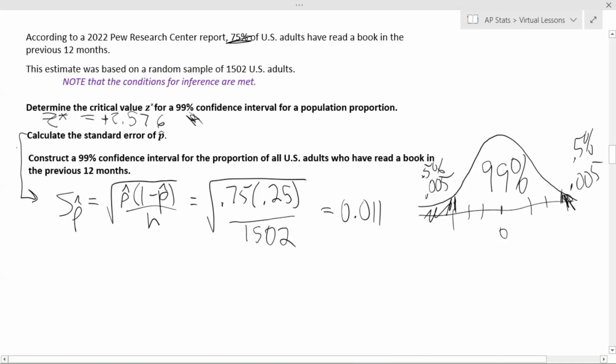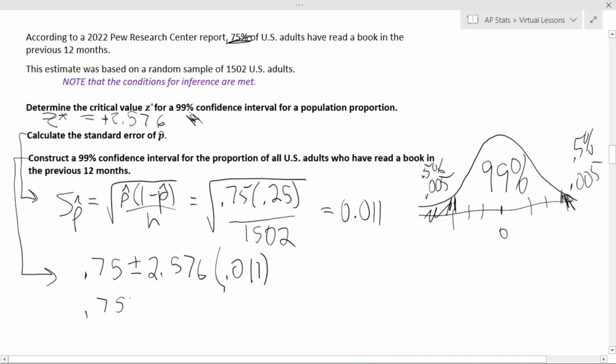All right. And then we want to construct a 99% confidence interval for the proportion of all US adults who have read a book in the previous 12 months. So we take our proportion, P hat, which is 0.75, plus or minus the critical value, 2.576, times the standard error of the statistic, 0.011. And this would give us 0.75 plus or minus 0.028.